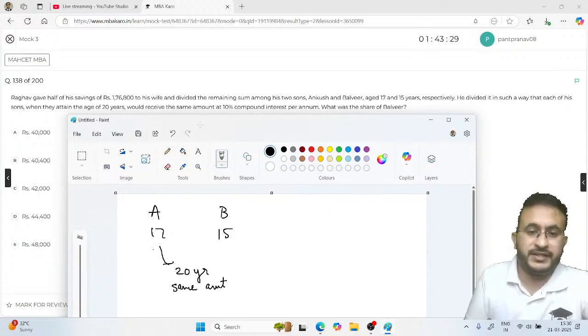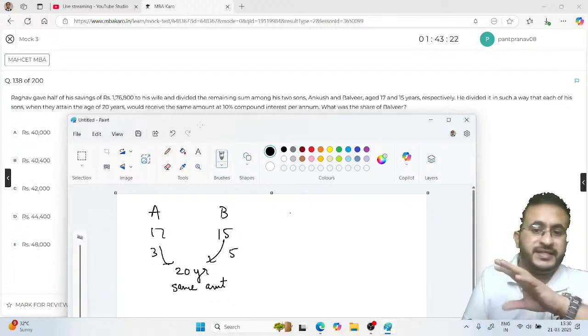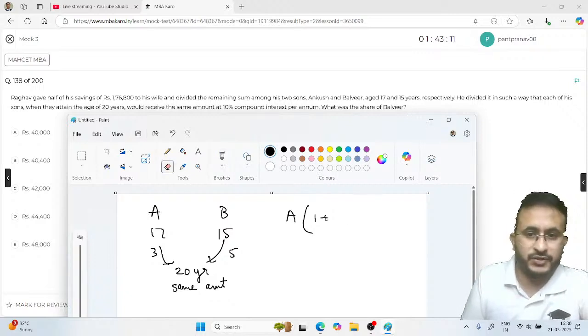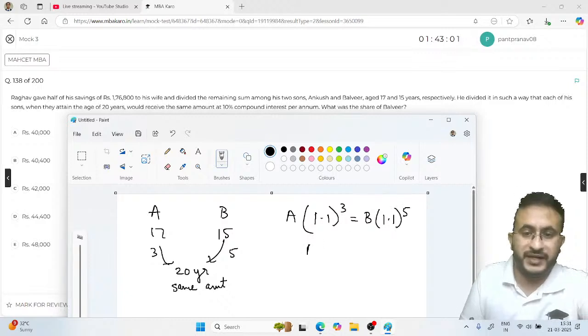Okay. So how many years of compounding is there? 3 years compounding for one, 5 years compounding for the other, right? So 3 years compounding means let us say this person's income is A, and the rate of interest is 10% per annum, right? So we can say A times 1.1 raised to the power 3 is equal to B, who will get the same amount, times 1.1 raised to the power 5. We can divide by the common power, so it becomes power 2. So A is equal to 1.21 B.